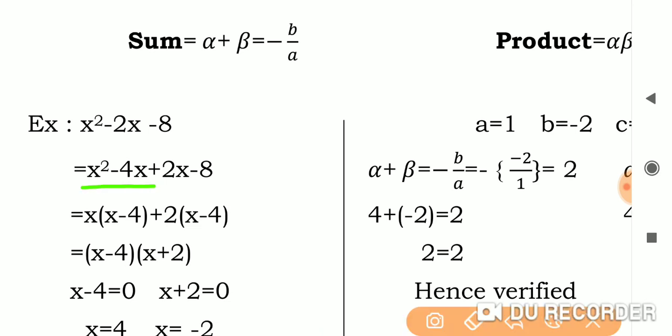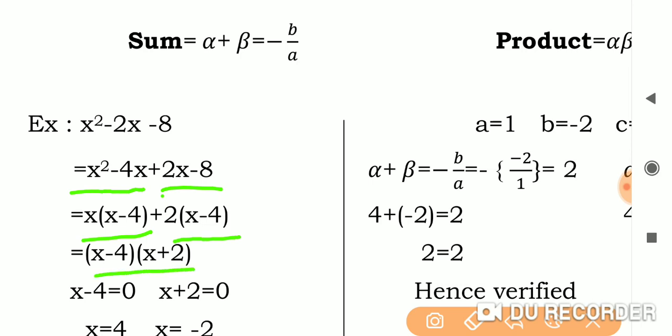Now that we have split the middle term, how can we simplify further? Since it contains 4 terms, it can be simplified by the grouping method. We need to make two groups. In the first group, we can take x as common, so it becomes x into bracket of x minus 4, whereas in the second group we have 2 as common, therefore plus 2 into bracket of x minus 4. Now in this expression x minus 4 is again common, so we get x minus 4 into bracket of x plus 2.